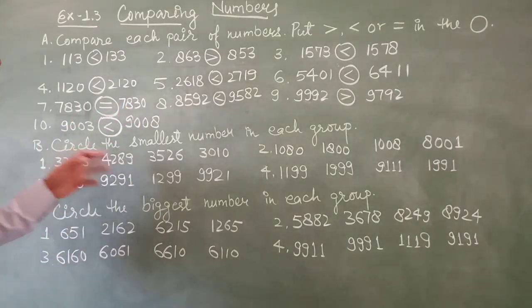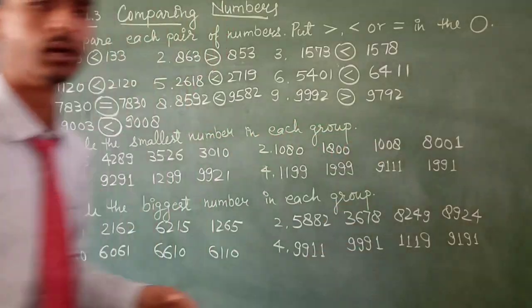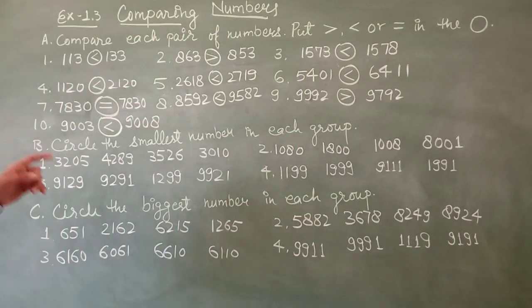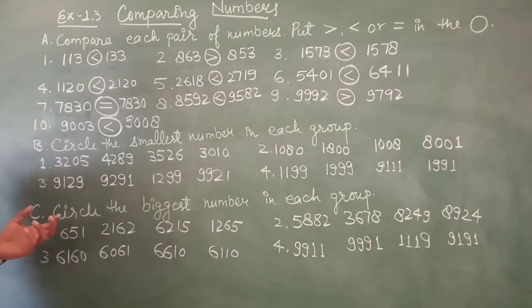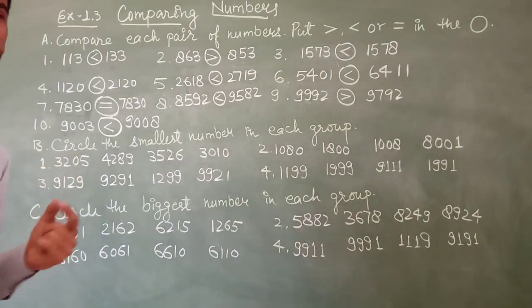Now come to question number B, circle the smallest number in each group. We have to circle the smallest number in each group. Firstly, we have to find which number is the smallest and we have to circle it.